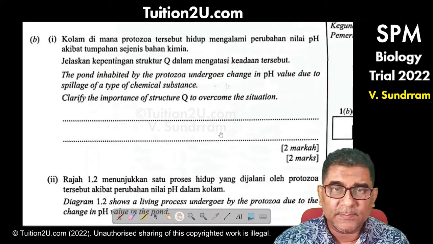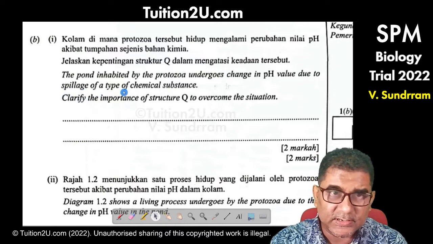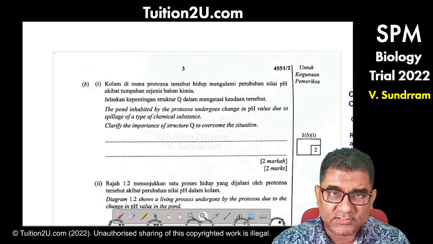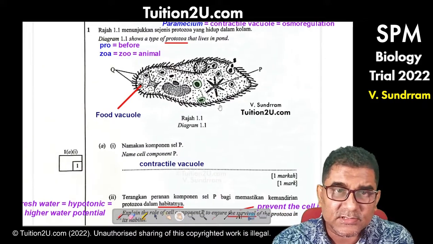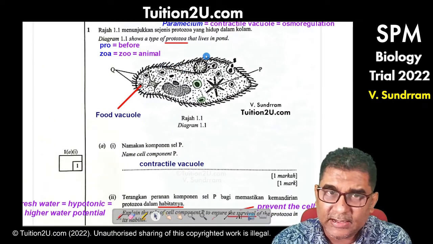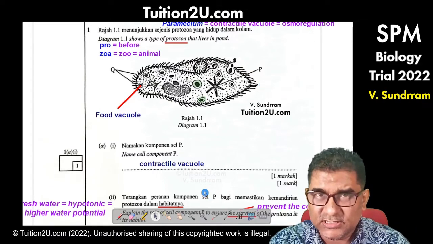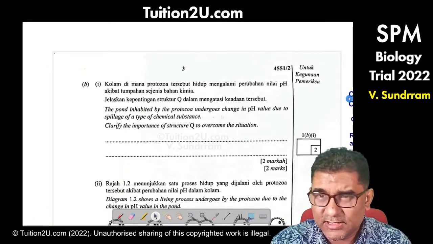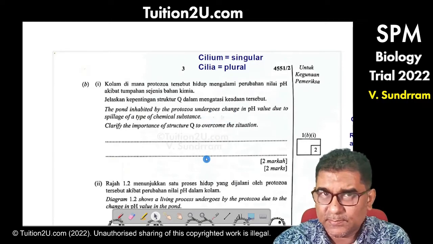Next question. The pond inhabited by the protozoa undergoes change in pH value due to spillage of a type of chemical. Clarify the importance of structure Q to overcome the situation. So the first thing is we need to find out what is structure Q. So looking at the diagram, structure Q is pointing to the hair-like structure on the surface of Paramecium. You should automatically know it is cilia. So in terms of syllabus, we have this singular and plural. If it's cilium, that means it's singular. If it's cilia, that means it's plural.